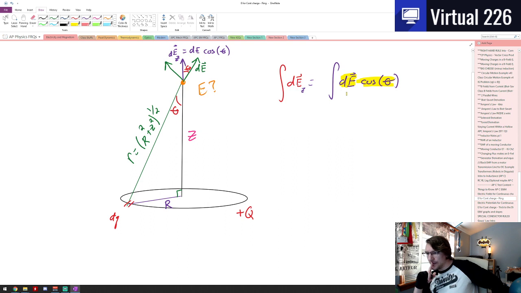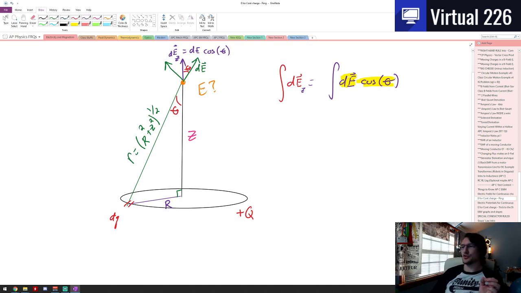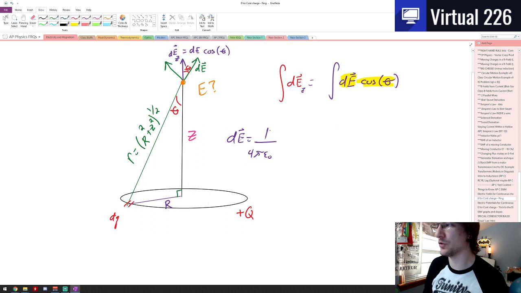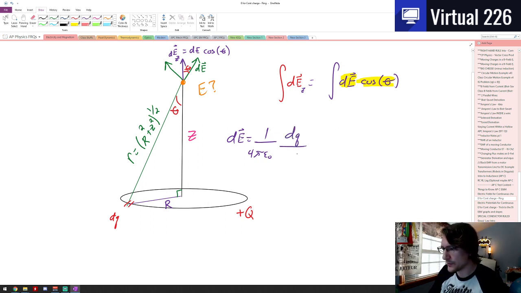Well, I cannot just add up tiny bits of charge. Remember, this dE here, if we recall from our last video, represents the kq, or dq this time, over r squared. So we're going to have something like k, which is 1 over 4 pi epsilon naught. We're getting in the habit of writing 1 over 4 pi epsilon naught instead of just k for Coulomb's constant. And then this is some tiny bit of charge dq over r squared.